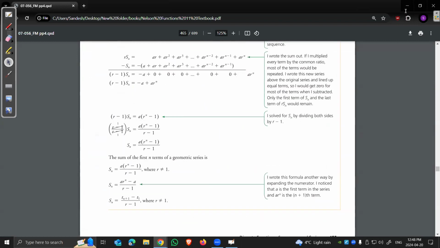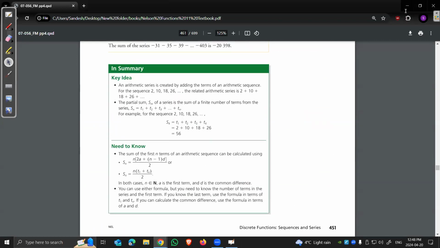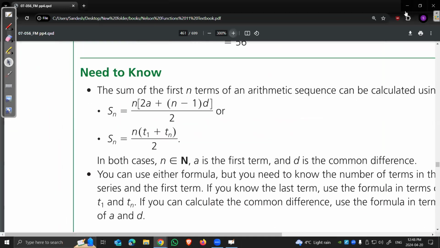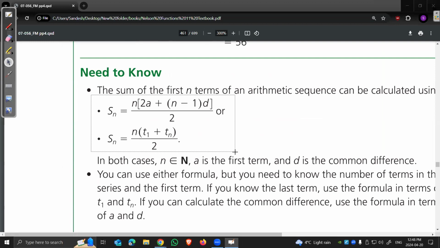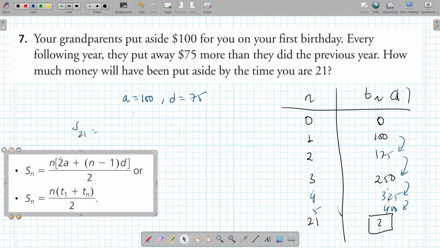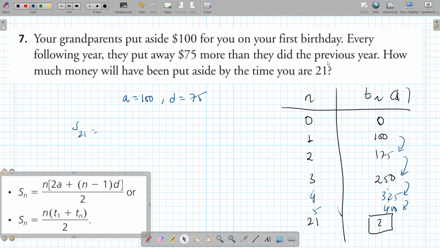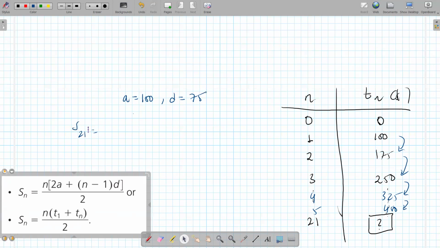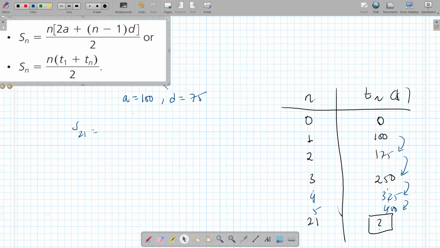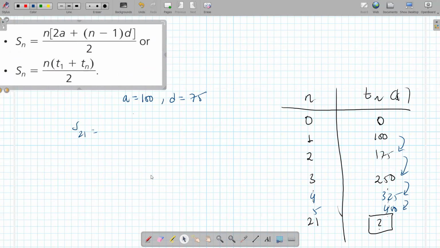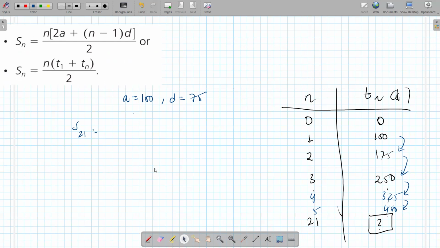So there's two formulas when it comes to sum. Both of them would work just fine here, but one of them is easier than the other one, I think. Which one would you use, top or the bottom? Bottom. Okay, so to use the bottom, you need to know Tn, which means we need to know T21. Do we know that? No, we don't know T21. We could find it though, right?